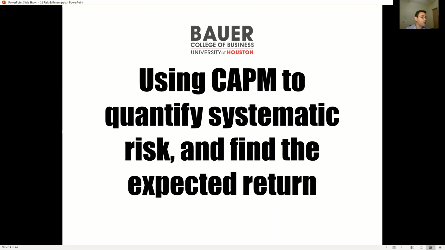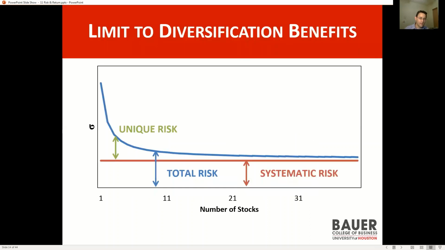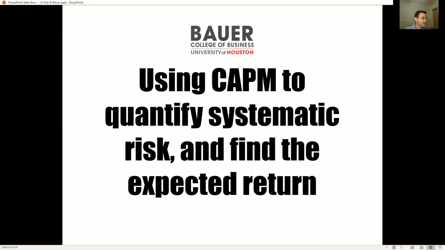Next, I want to talk about quantifying systematic risk more precisely. So we've talked about the big picture. What are the types of risks? We get paid for the systematic risk, not the idiosyncratic risk, but we still need a way to quantify that and use the quantity to find the expected return. We know that we get paid for systematic risk, so if we can put a number on that, we can translate it into a discount rate, which is the point of this lecture. To do this, we're going to use something called the CAPM, the Capital Asset Pricing Model. That's going to be our workhorse model.